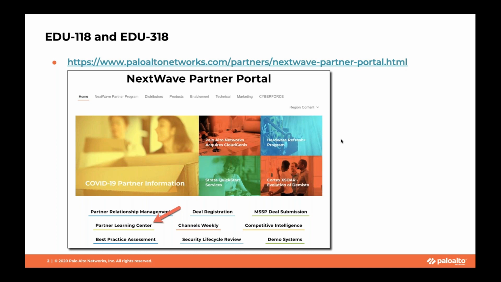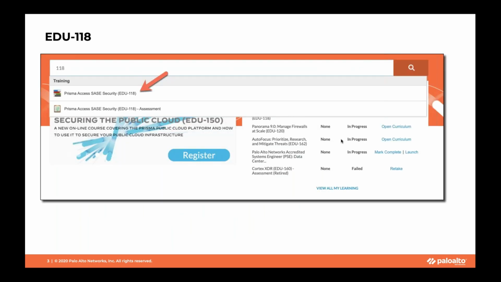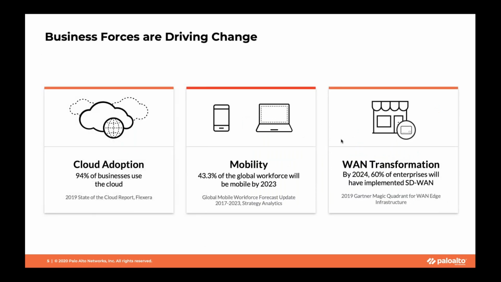But this is without labs, and it's following movies. So if you want to follow that course, you go to the Learning Center and you search for Prisma Access SASE Security, and you can register for it, and then you can launch it. I think you're familiar with these kind of online courses. Okay, so let's kick off with the presentation.